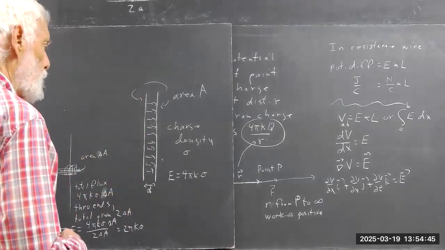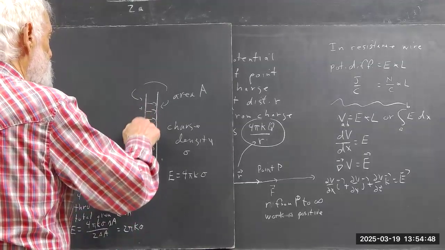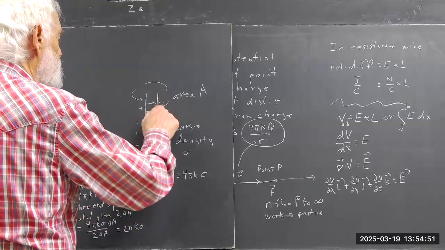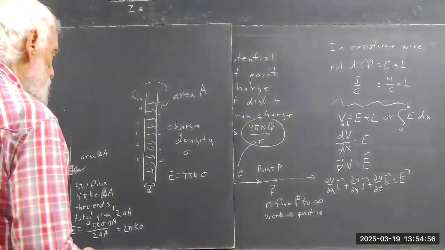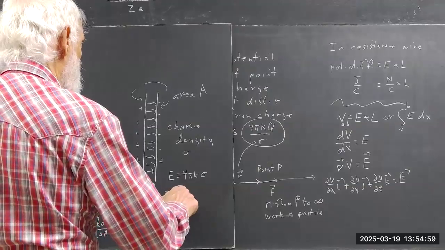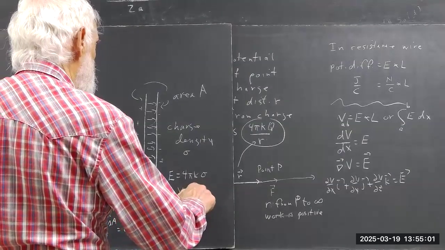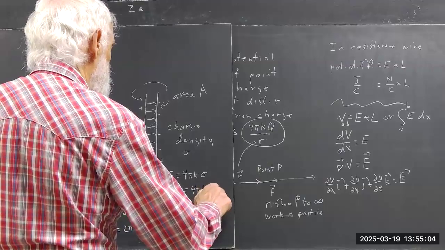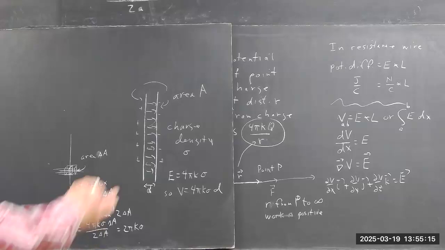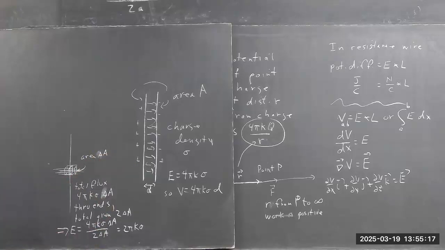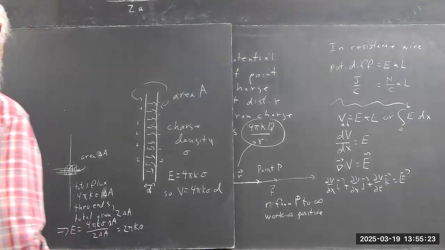So we'll go back to that whole thing. If this one is positively charged, this one is negatively charged, the field's going to look like that. It's going to be 4 pi k sigma. So your potential difference is 4 pi k sigma d, right? Make sure you understand this when you come in next time, okay? Pretty simple, straightforward argument.